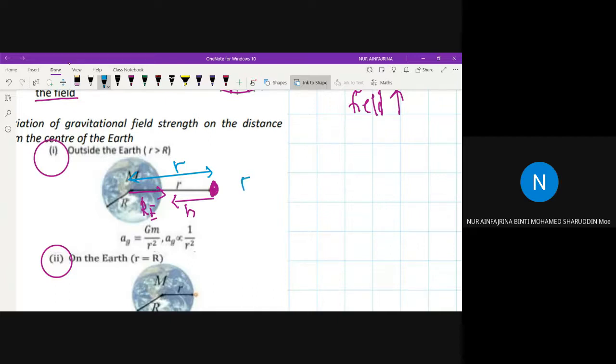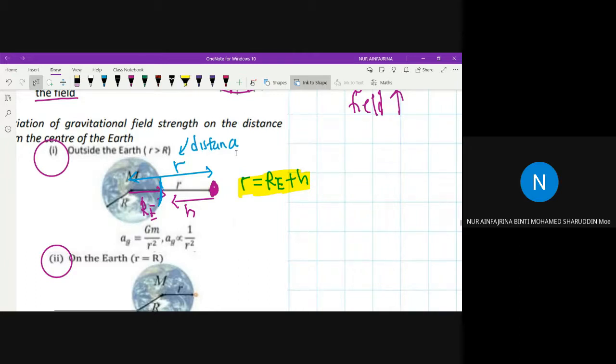Therefore, actually, not radius, distance. This is the distance. If you want to find the distance, it is from the center of the earth until the object. Therefore, the distance is the radius of earth plus the height, and the height is from the surface of the earth until the object. So R equals the radius of earth plus the height. This is very, very important, if the object is outside the earth.